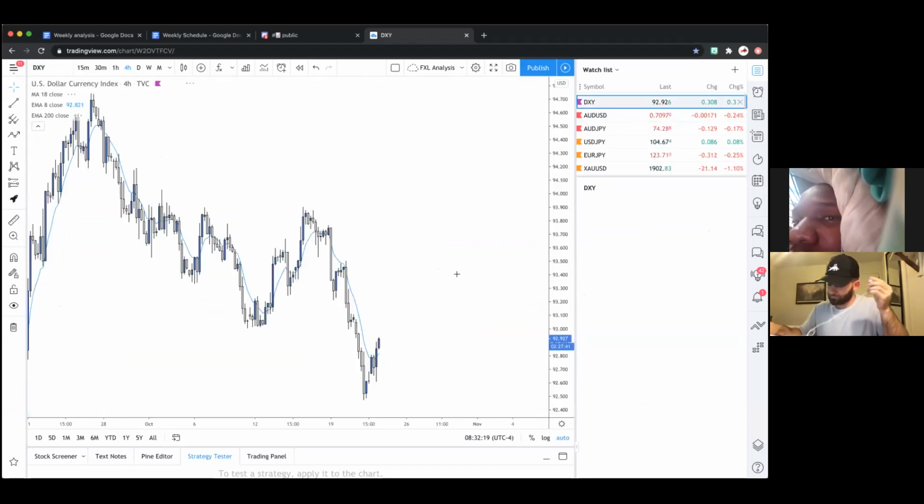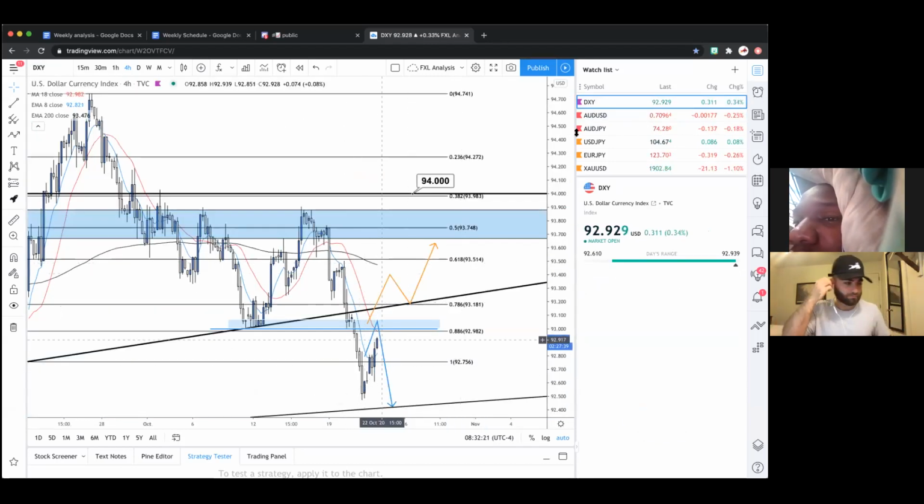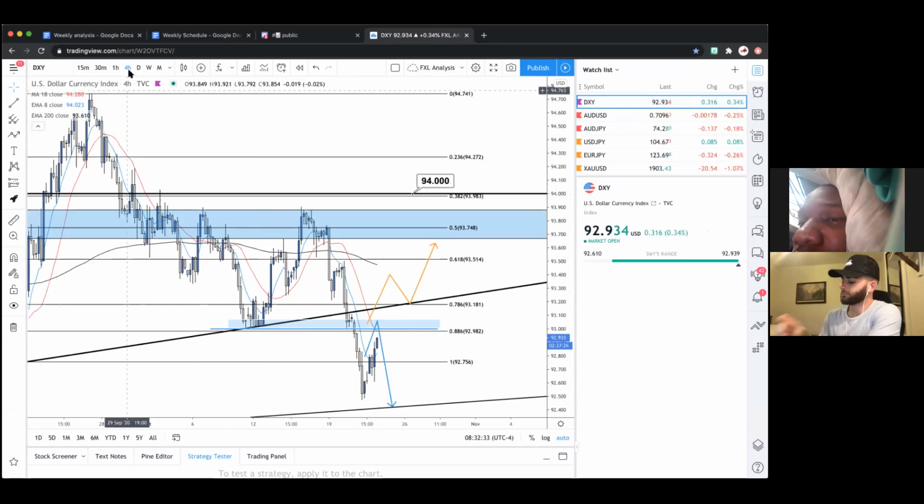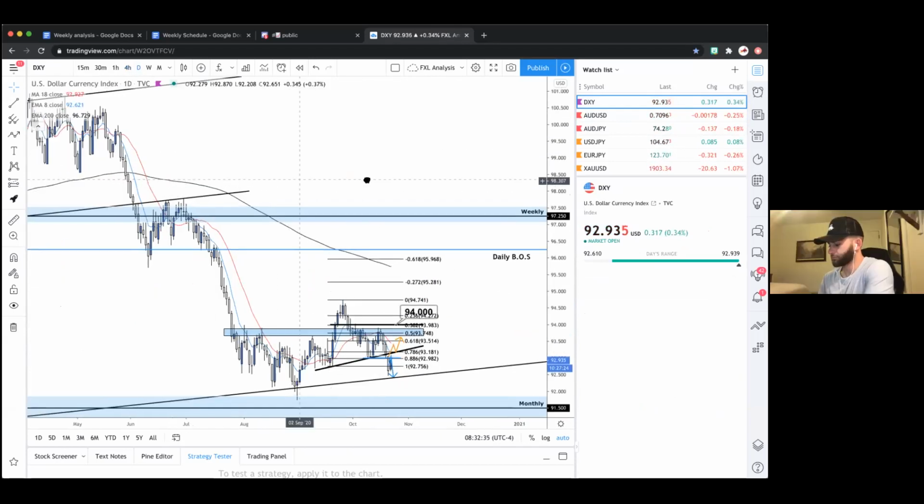We had a slight pullback that's occurring on DXY right now. That's what this is right here, this little pullback. So again, it's at a key level on DXY. It's at a key level on AU. We're going to see how it reacts here and kind of determine from there. So let's go to the daily time frame real quick on DXY.